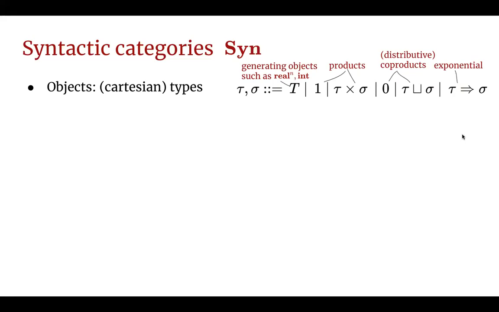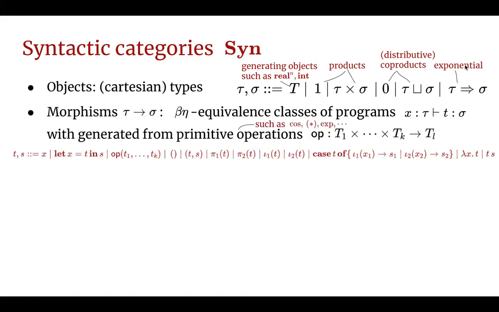So what that means is we have certain basic types that aren't decomposable. So there are things like arrays of real numbers or integers. And then we have composite types that we build using products, coproducts, exponentials, the standard operations you have on types in the lambda calculus, right? These are going to be the categorical products, the categorical coproducts, and the categorical exponential. Now, the morphisms in your category, the morphisms from tau to sigma, are going to be programs that take an input of type tau and produce an output of type sigma, but considered up to beta eta equivalence.